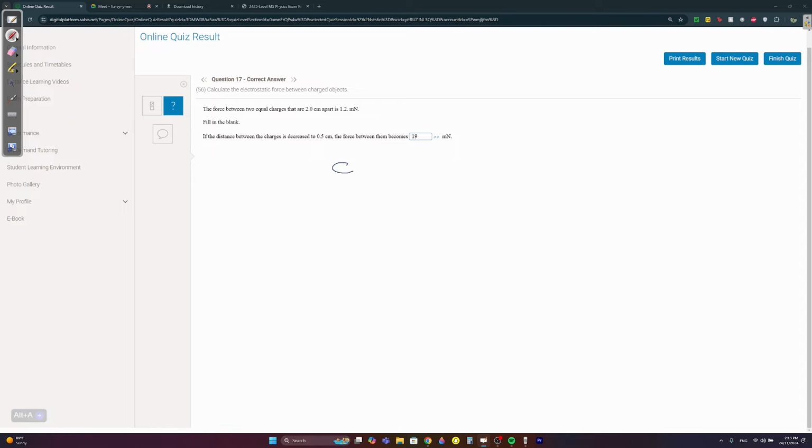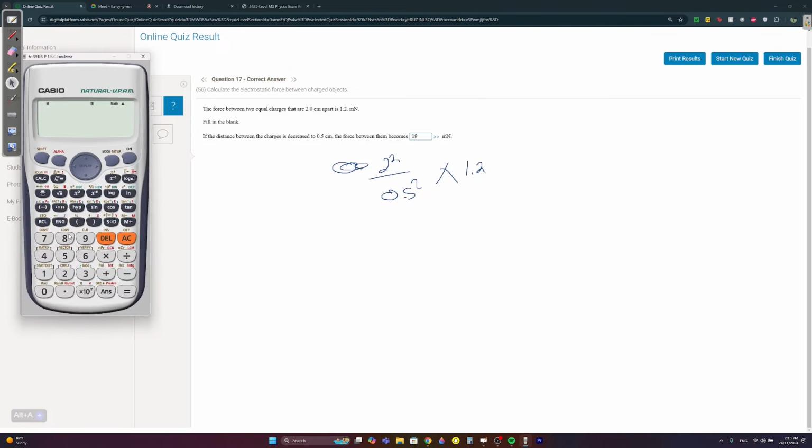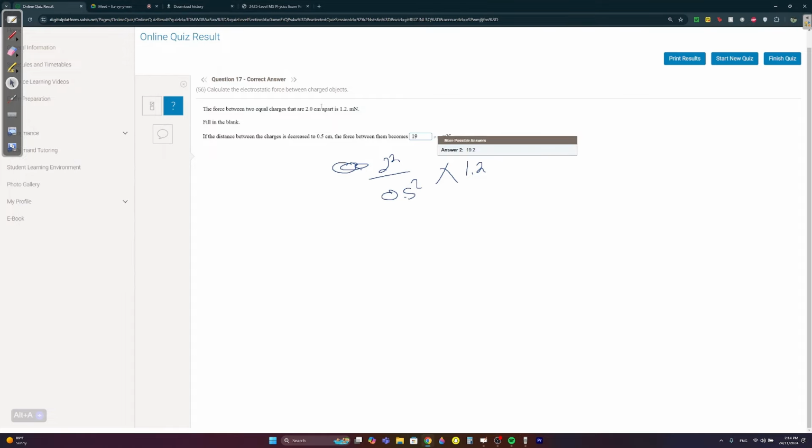And I did this. I did 0.5. I did 2 squared over 0.5 squared, R1 squared over R2 squared times F1, which was 1.2. And you get the same answer. You get 19.2. Or even if you use the rule I gave you, F1 R1 squared equals F2 R2 squared. That also works. Okay, this is derived from the original formula, Coulomb's law, times 1.2. You get 19.2. Okay, and the units are the same, so you don't need to do any conversions.